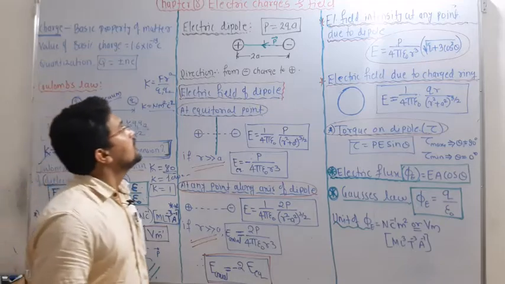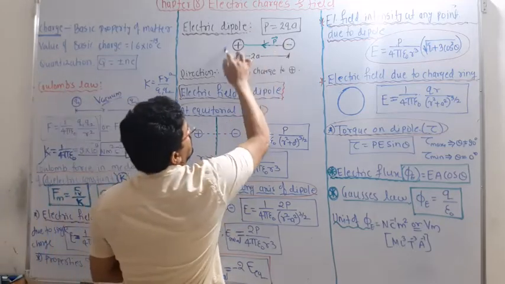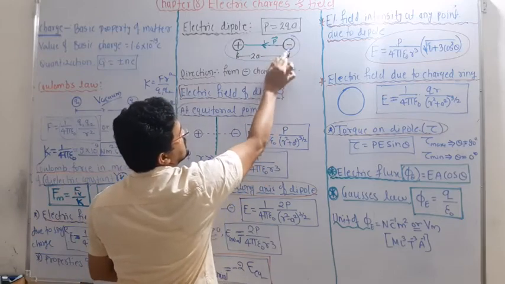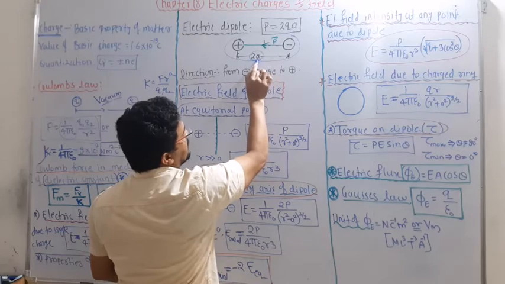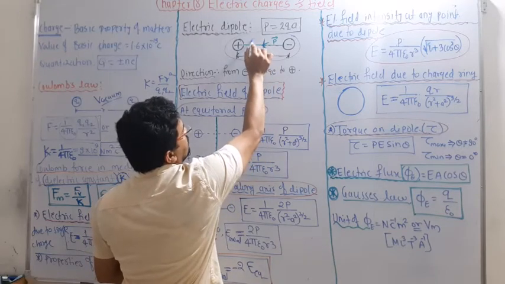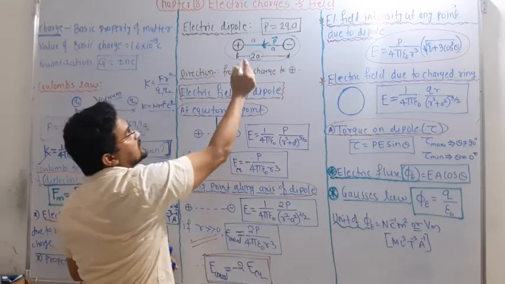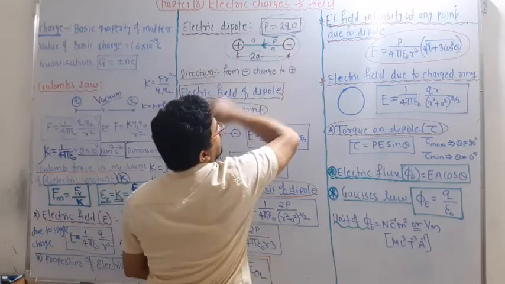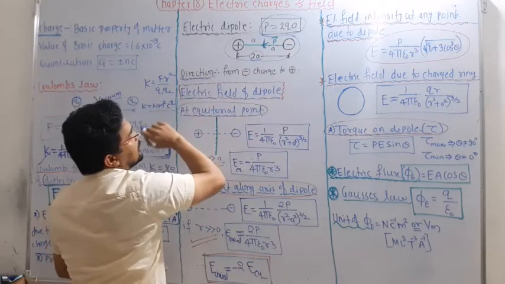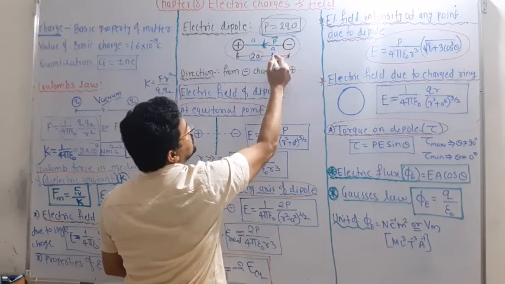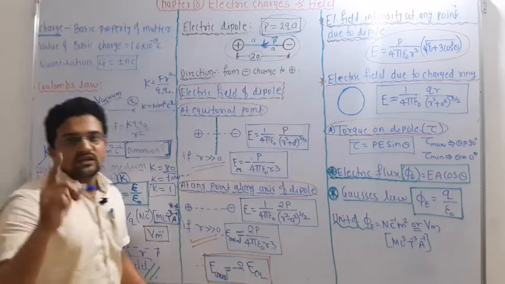Okay, next is electric dipole. Electric dipole is nothing but an arrangement of a system of two charges which are equal but opposite, separated by a small distance, that is 2a. That means from the center of the dipole, this distance is a and this distance is a. And the strength of the dipole is represented by the electric dipole moment, that is 2qa. The direction of the electric dipole moment is always from the negative charge to the positive charge. Hence, this green arrow represents the direction of the electric dipole.